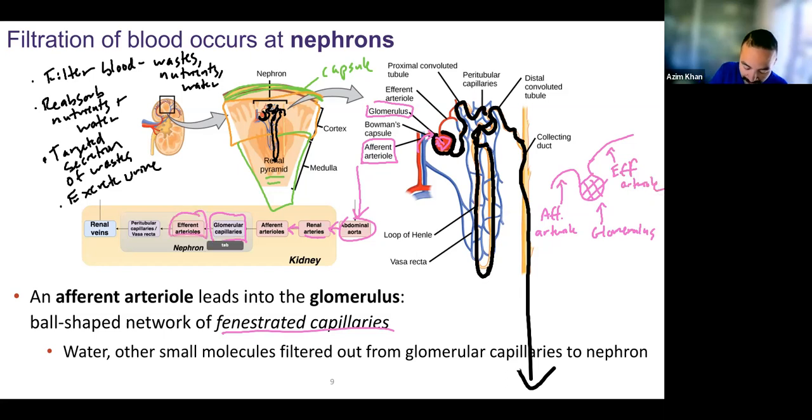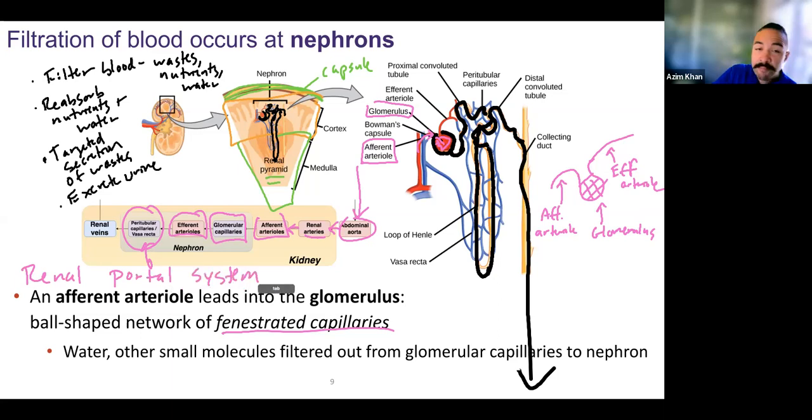Note how we've gone from afferent arteriole to capillaries to efferent arteriole. Arteriole, capillaries, arteriole, and then capillaries again. We'll talk about what these second set of capillaries are, but because we have this sequence, arterioles, capillaries, arterioles, capillaries, this is an example of a portal system. This is a renal portal system. Every portal system is unique.